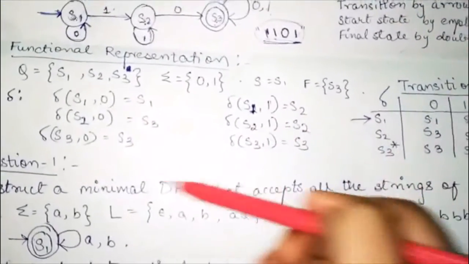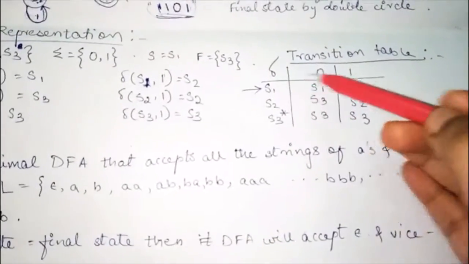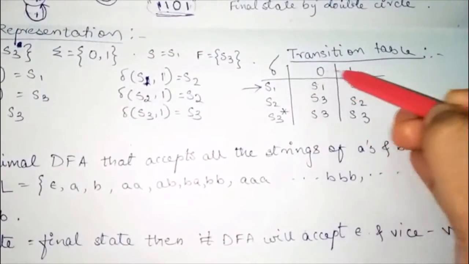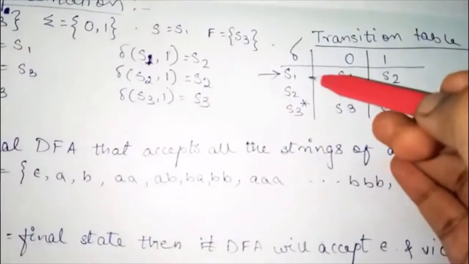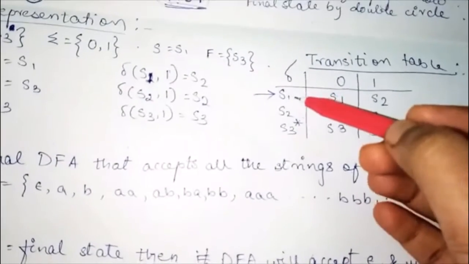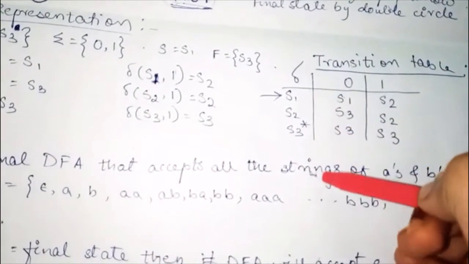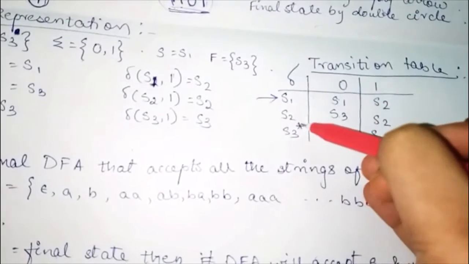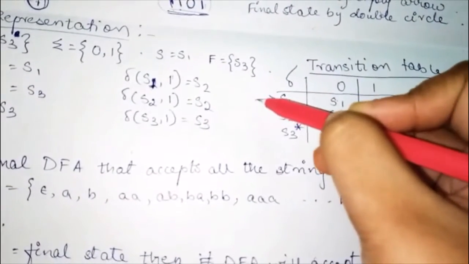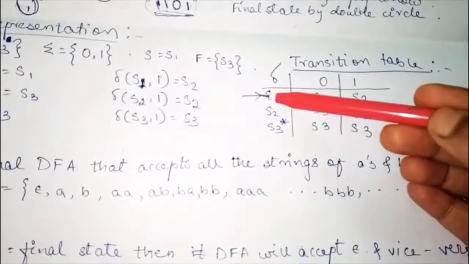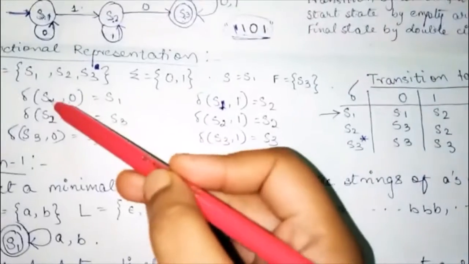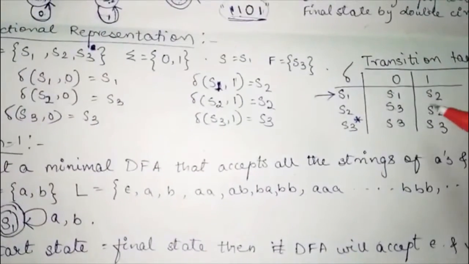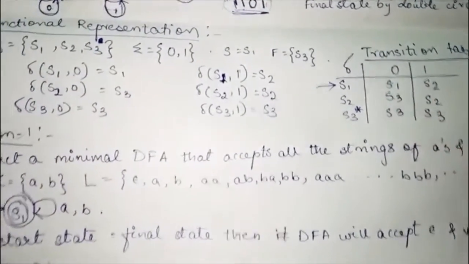Similarly, representing this data into a table format, we can have this side as the input symbols 0, 1 and so on, and here we will list the states. Final state is represented by a star and the initial state is represented by this arrow. So S1 with 0 is S1, and similarly this table is filled.